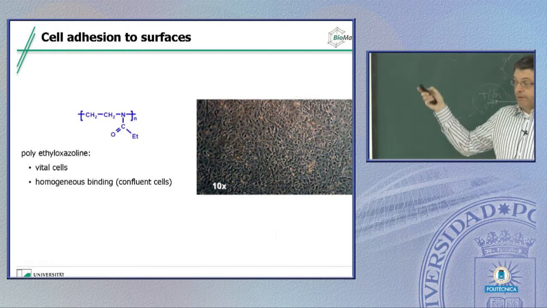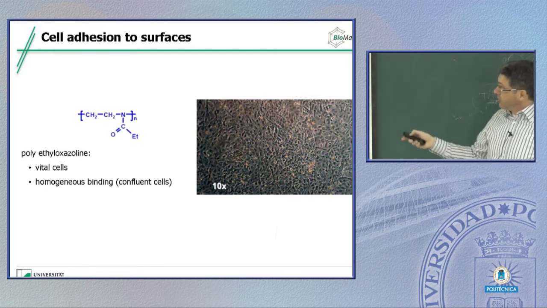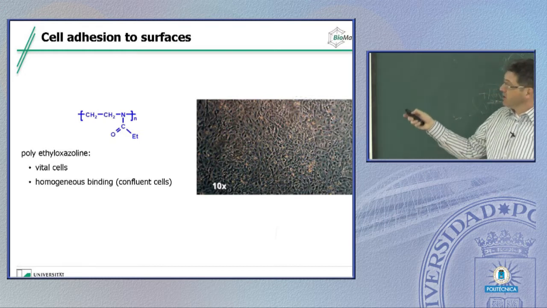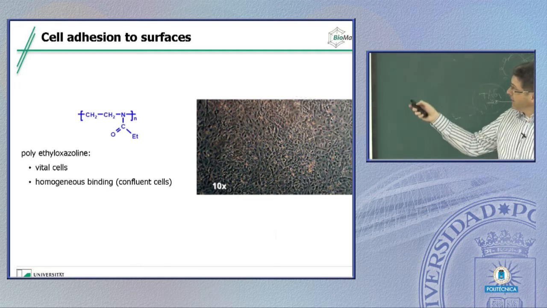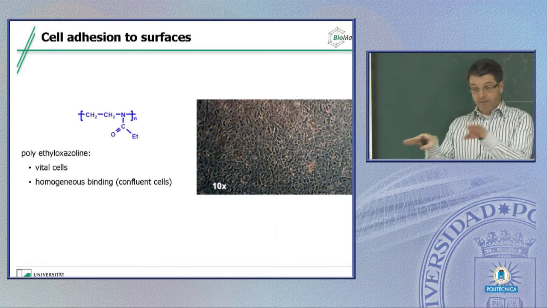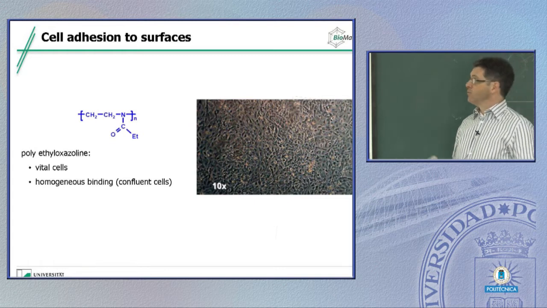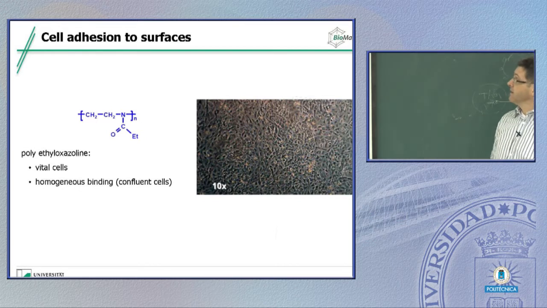And what you can see here, literally, I mean, this is a confluent cell culture, meaning you have millions of vital cells, and they just cover the surface as good as they can, and they make a monolayer on top of this plate, and you can't even see the plastic anymore. I mean, all you see here is just cells at very high density. So this is a surface that is well suited for protein absorption and for cell adhesion.